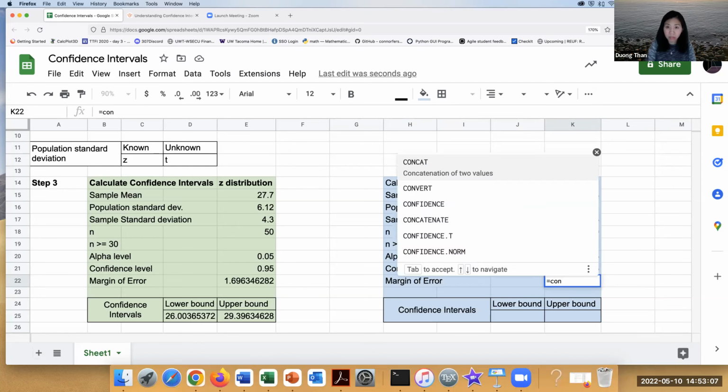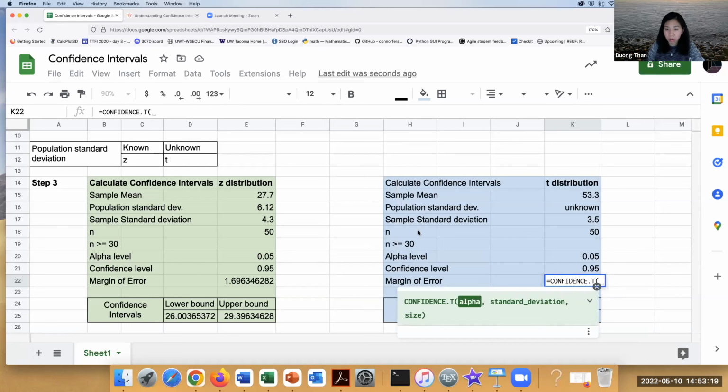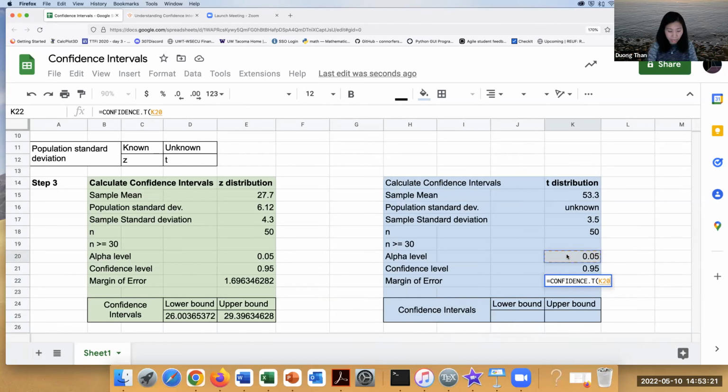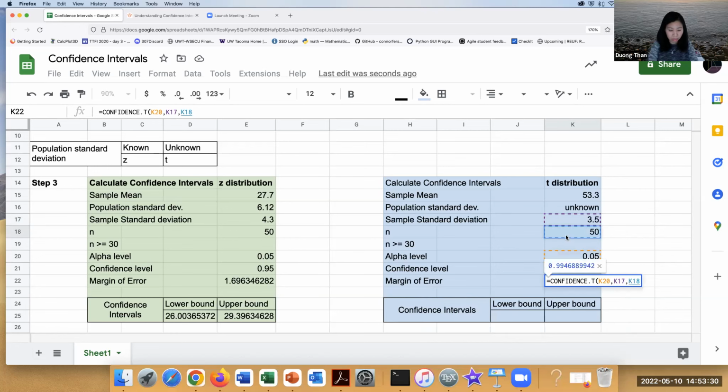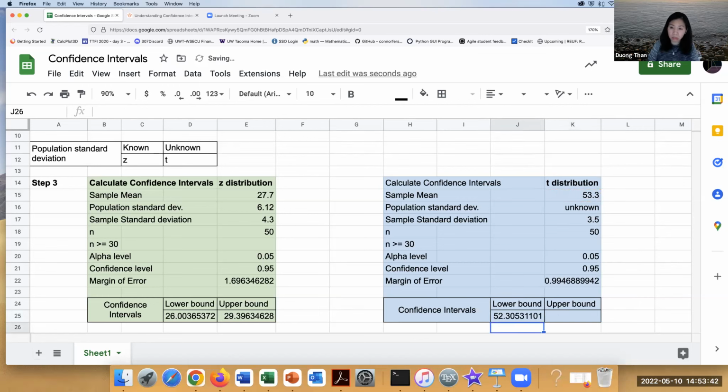You're going to use CONFIDENCE.T, the confidence interval for the Student's t distributions. And again, you are prompted for similar pieces of information: alpha, standard deviation, which in this case is the sample standard deviation, and the sample size. Here's the margin of error, and you can calculate the lower bound using the sample mean minus the margin of error, and you can calculate the upper bound using the sample mean plus the margin of error.